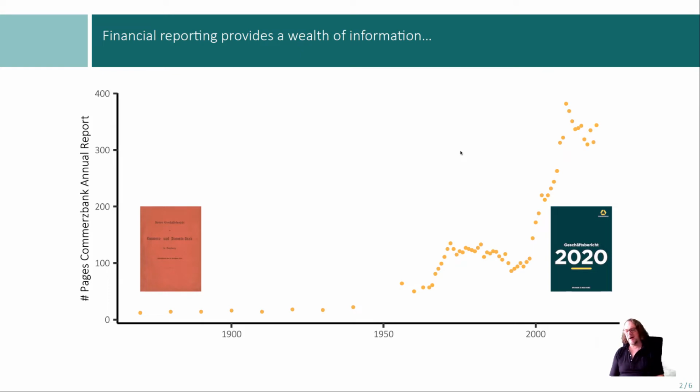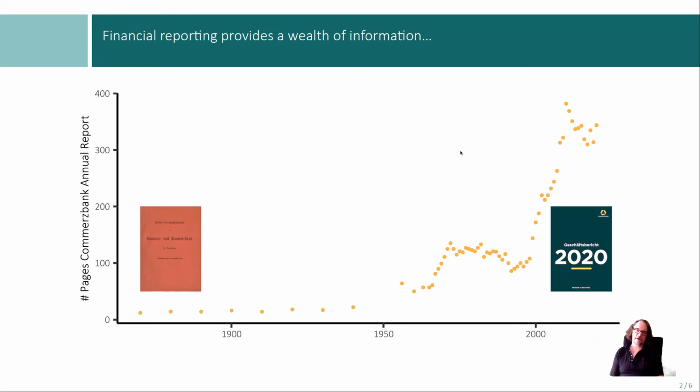Okay, so now after the 50s, so you also see the gap of the Second World War. And then after the 50s, you see that there is an increase during the 60s, where the annual report almost doubled in length. The reason why it doubled was the switch to group accounting, right? So in this period, group accounting was introduced in Germany, and the Commerzbank now had to file consolidated financial statements.